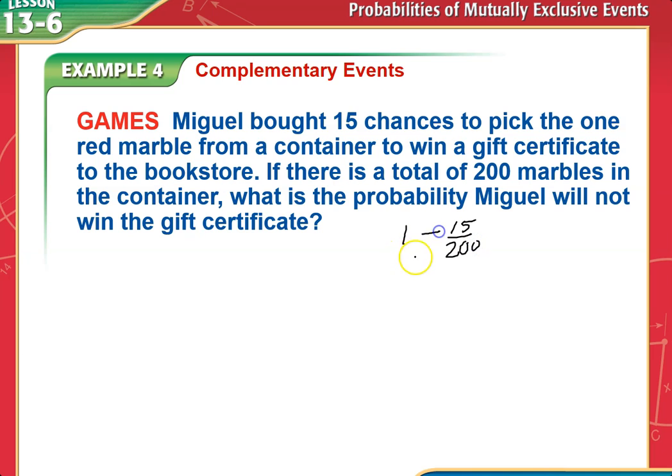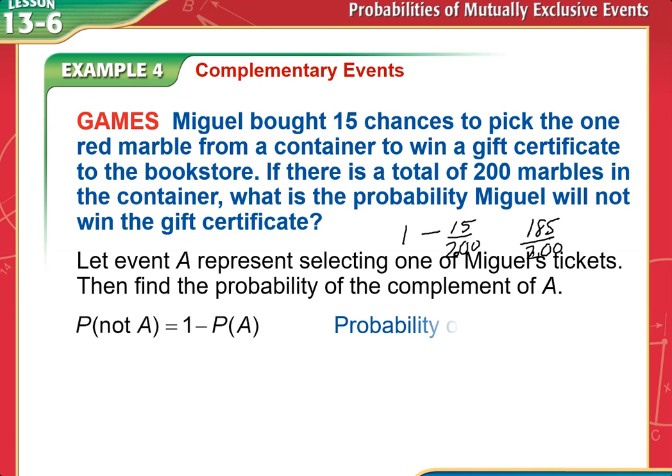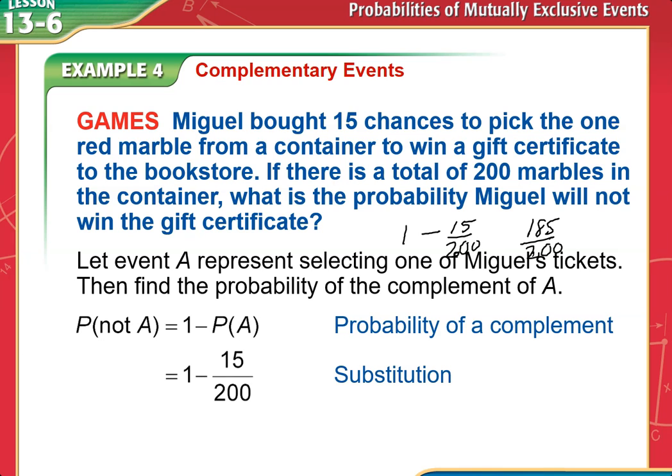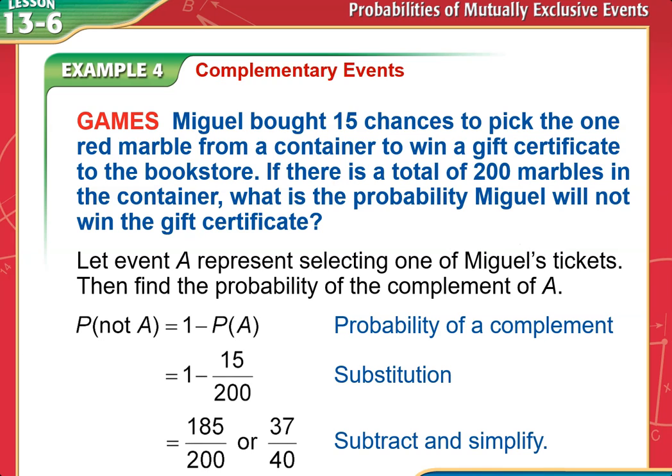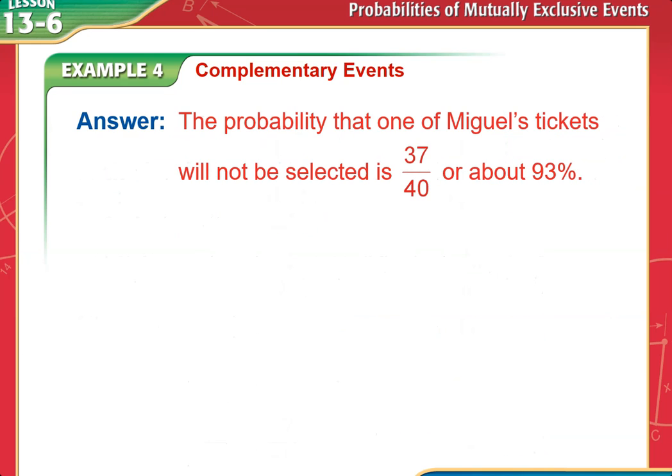And then we go 1 minus 15 out of 200, which leaves me 185 out of 200, which is a pretty big number. And then there is our probability, or about a 93% chance that he does not win.